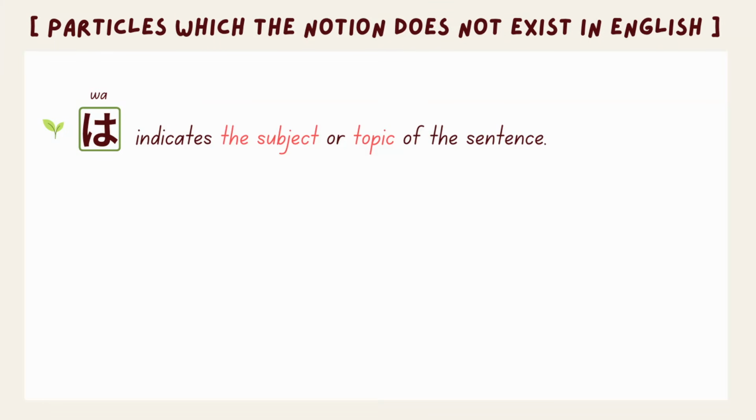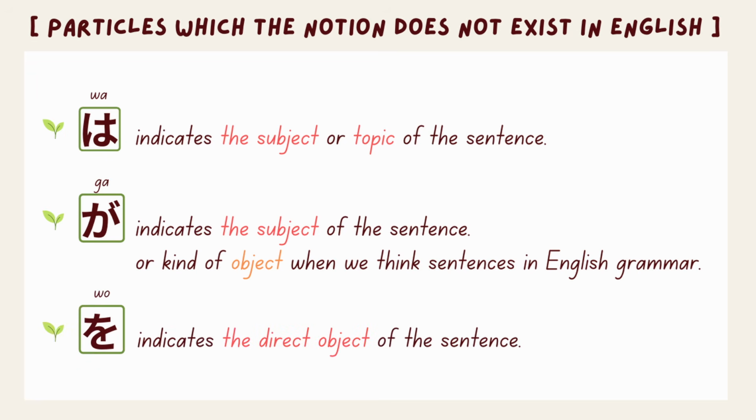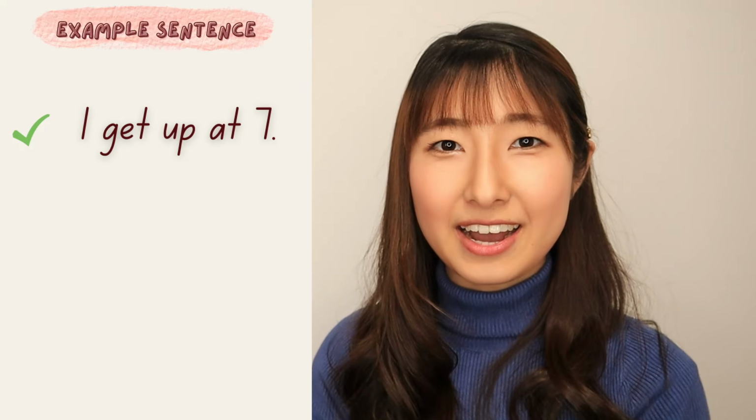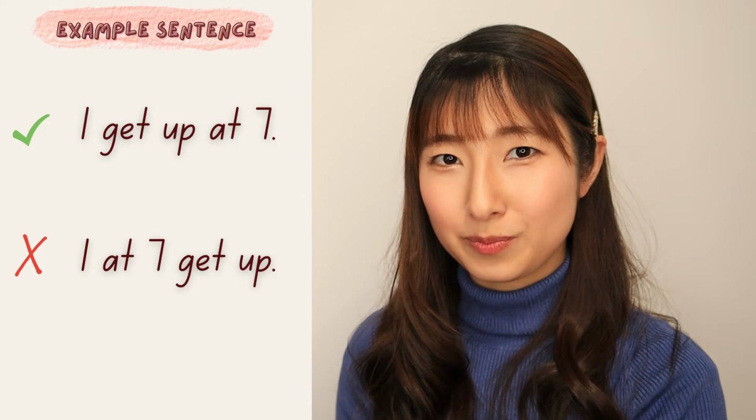The notion of some particles in Japanese don't exist in English. For example, particle は which indicates the subject. Particle が which indicates also the subject or kind of object. And particle を which indicates the direct object. They don't exist in English since the sentence pattern such as subject, verb, object are strictly followed in English. For example, we don't have other choices to say I get up at 7. We cannot say I at 7 get up. Once we change the word order in English, the meaning changes or it doesn't make sense.